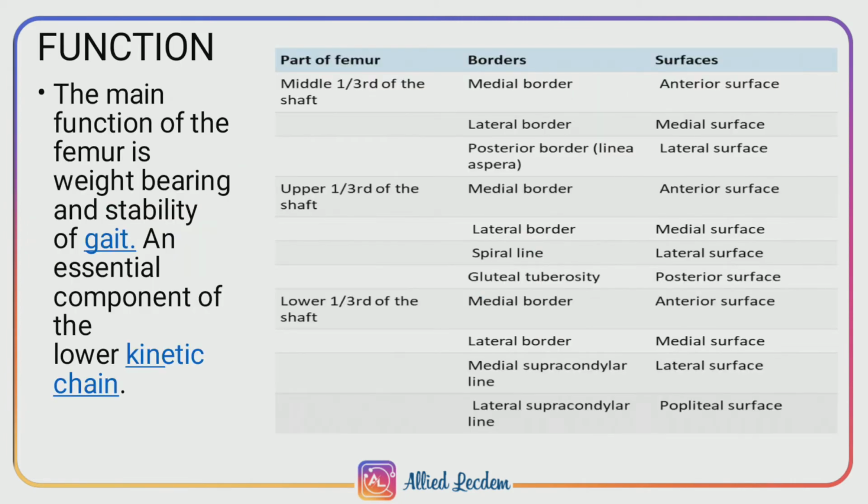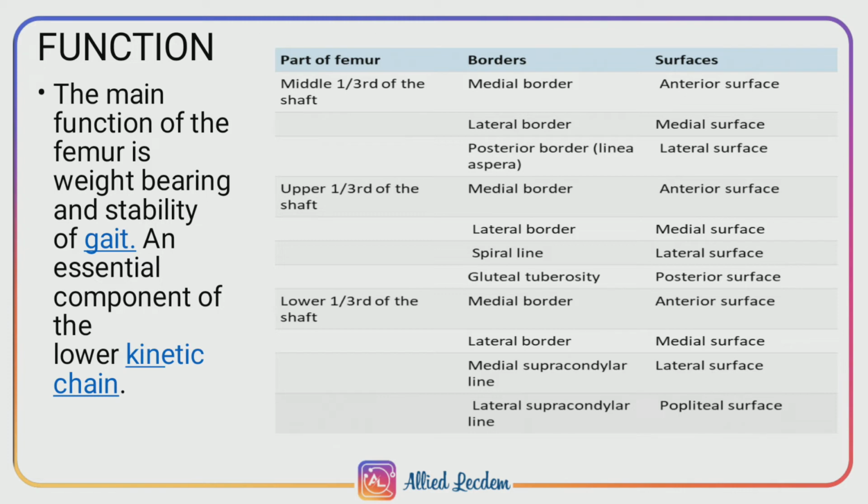Next, the foremost important function of the femur bone is weight bearing and stability of gait. As we saw, it is the strongest and longest bone of the body. So its main function is the weight bearing of the body and providing the stability of the gait. Next, it is an essential component of the lower kinetic chain, which helps in maintaining the stability of the part. Next, the parts of the femur, where the borders and surfaces.